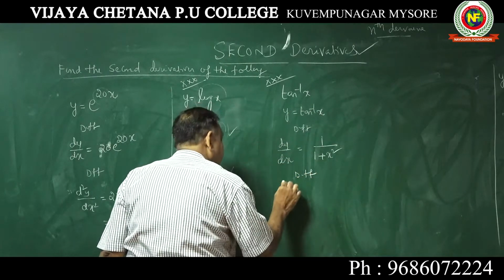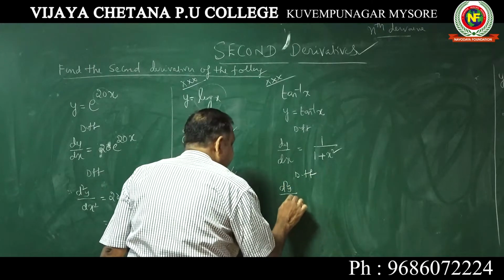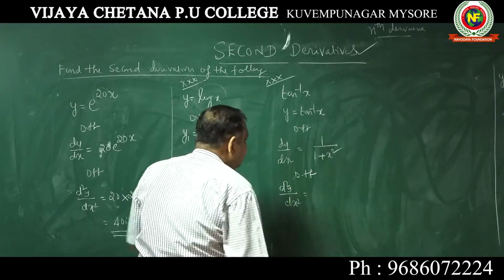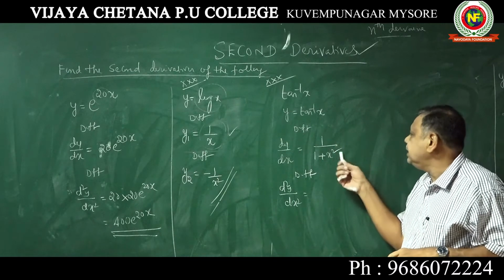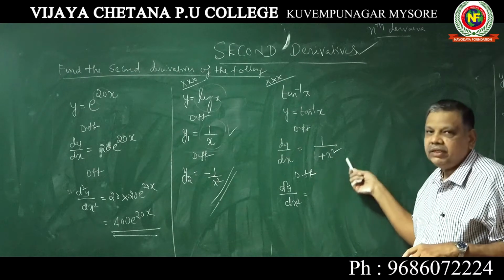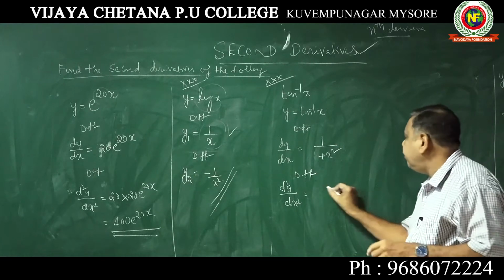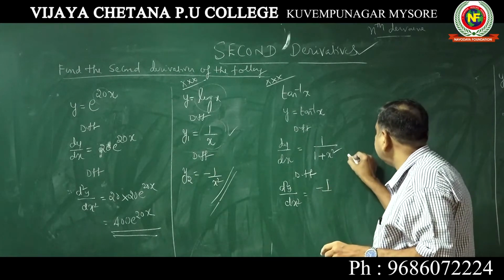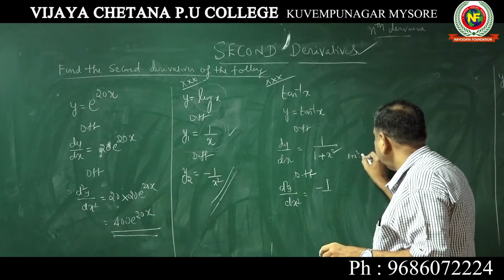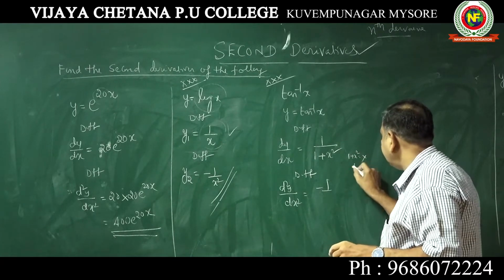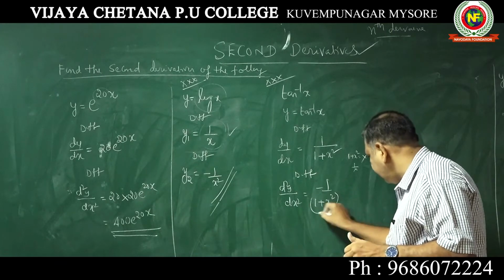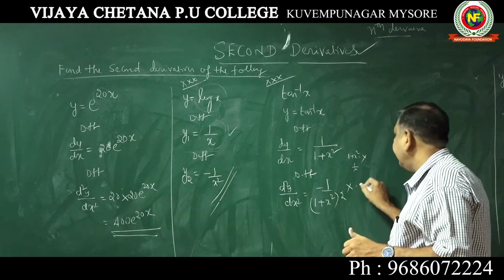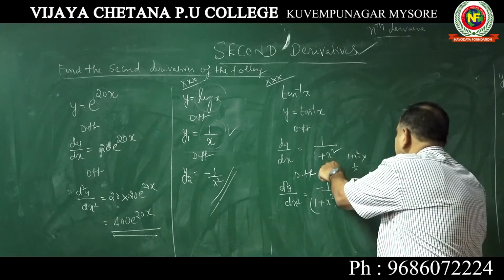Here most of the students commit mistake. Left side d square y over dx square. Here it is chain rule. What is the chain rule? Take 1 plus x square as x. What is the differential coefficient of 1 by x? Minus 1 over x square, that is minus 1 over 1 plus x square whole square into d by dx of this 1 plus x square.